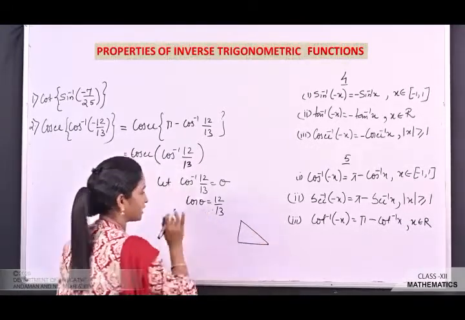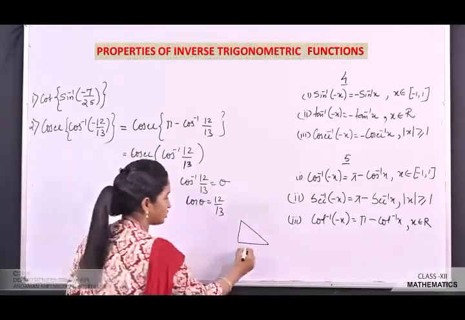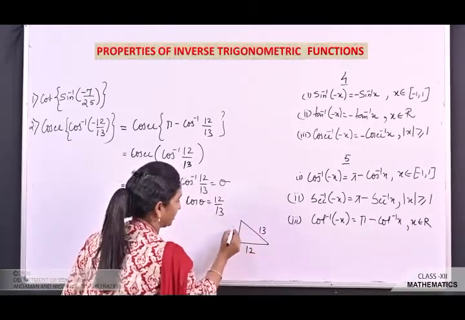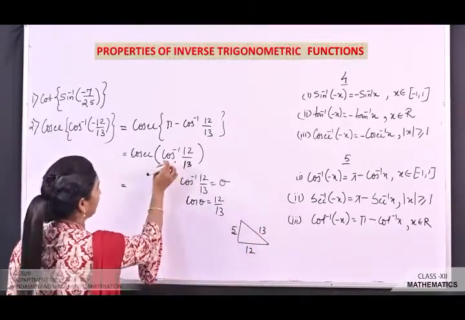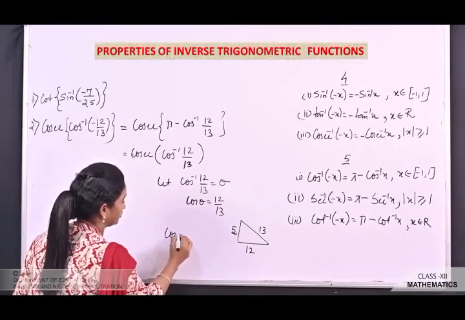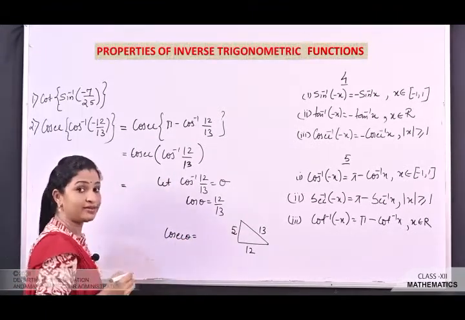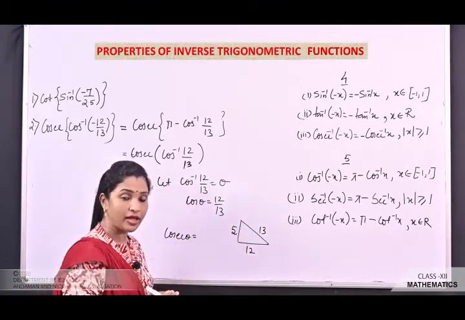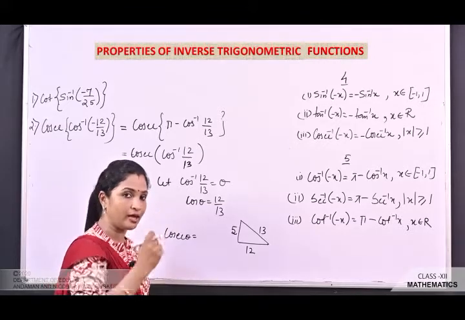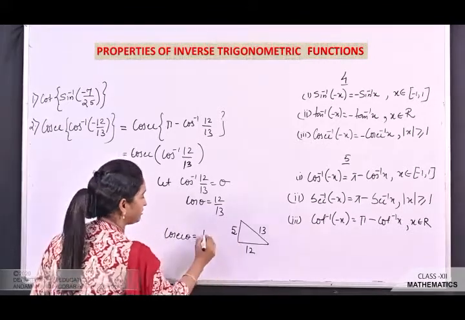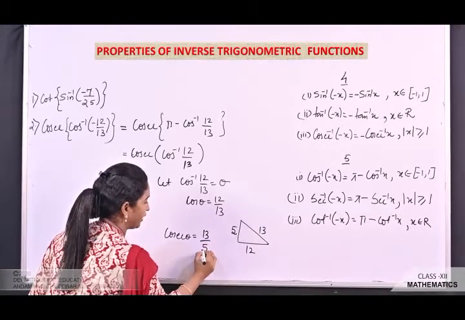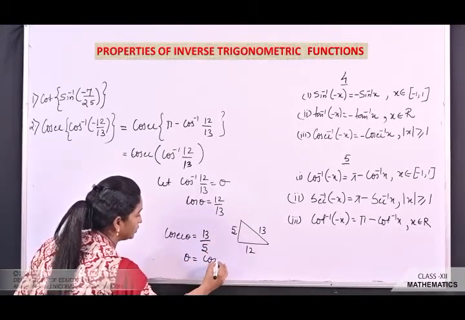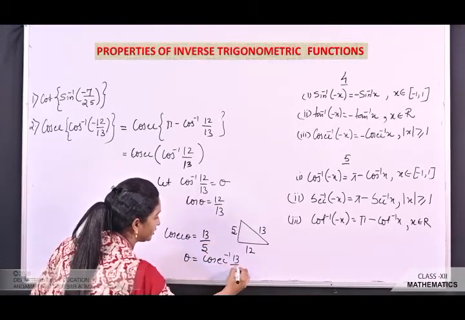Cos is what? Base by hypotenuse. So it is 12 by 13. So here you will get 5. Then you have to find cosec. So cosec theta will be what? 1 by sin theta. Sin theta is perpendicular by hypotenuse, so it will be reversed, hypotenuse by perpendicular, that is 13 by 5. So theta is equal to cosec inverse 13 by 5.